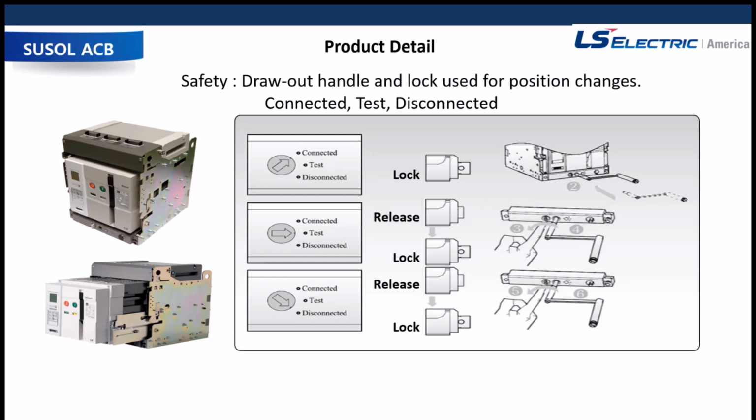Product details. So draw-out handle and lock used for position changes, connected, test, or disconnected. This is like an ISO standard for the globe. So it's just a quick, easy way to show what's the status of the air circuit breaker frame and what position it's in as far as being drawn out. So it's just a simple little process of hitting a button and turning the bar multiple times to be able to draw it in or draw it out.